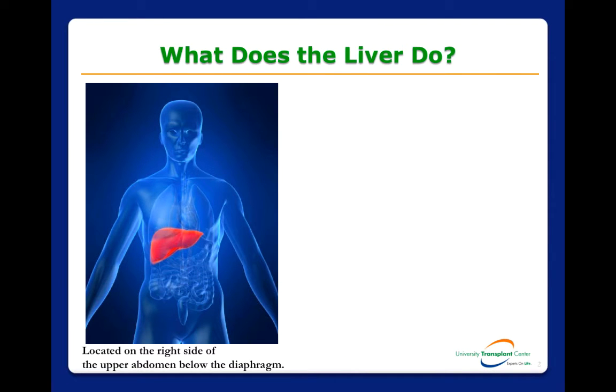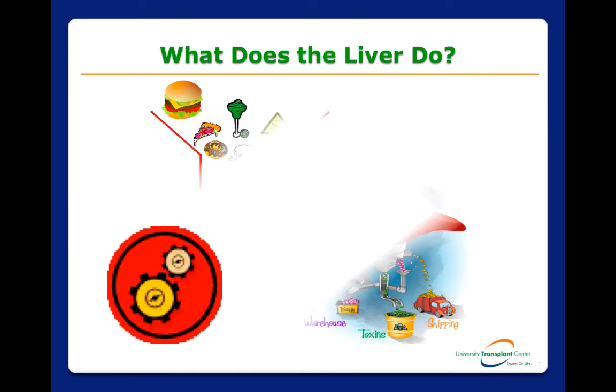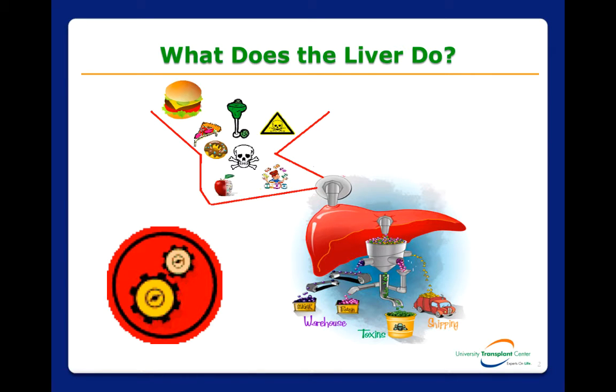In a healthy adult, the liver is the largest solid organ in the human body, weighs approximately 3 pounds, and is about the size of a football. It is located on the right side of the abdomen and is protected by the rib cage. A healthy liver is smooth, and blood is able to flow through it easily. Your liver helps fight infections and cleans your blood. It also helps digest food and stores a form of sugar that your body uses for energy.